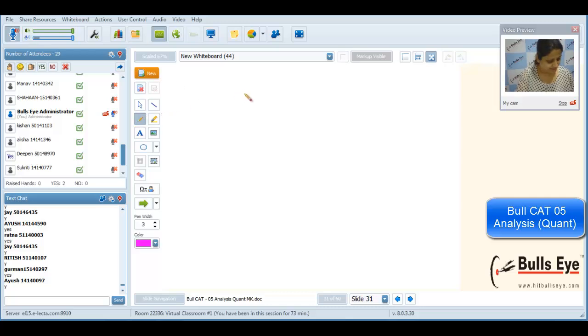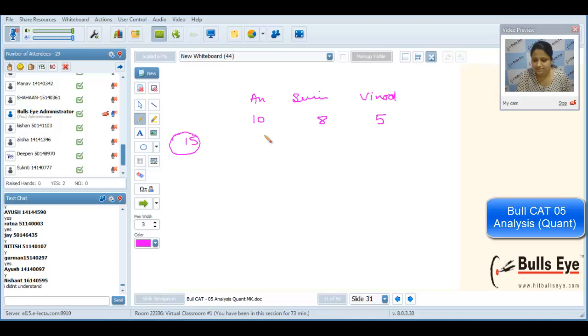Now the thing was given that there were 3 persons, Ankita, Sunil and Vinod. Ankita took 10 steps, Sunil took 8 steps and Vinod took 5 steps. And the escalator length is 15 steps. It means Ankita is moving for 10 steps, then escalator is moving for 5 steps. Sunil took 8 steps, it means escalator is moving for 7 steps. Vinod is taking 5 steps, it means escalator itself is taking 10 steps. So what will be the time ratio? It will be 7:10.